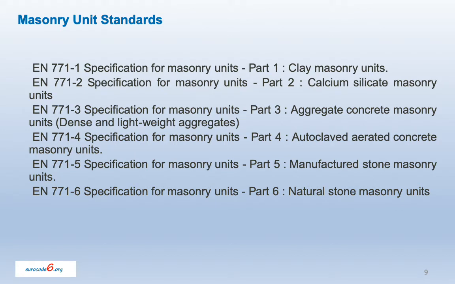There are 6 masonry unit standards numbered EN 771-1 to 6. These cover clay, calcium silicate, aggregate concrete, autoclaved aerated concrete, manufactured stone and natural stone masonry units. Note that in Eurocode 6 there are only references to masonry units and terms such as brick and block are not used.